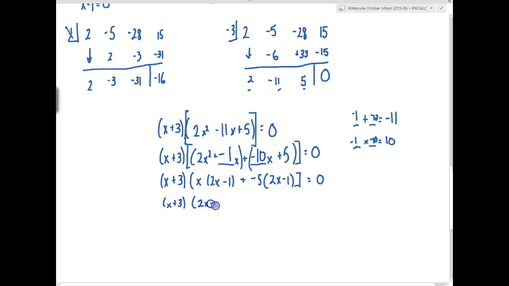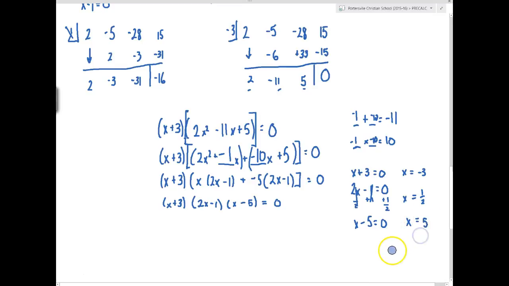I can take out a 2x minus 1 from these two factors, and then I'm left with x minus 5, all equal to 0. Now, we already know from earlier, because x plus 3 equals 0, that x equals negative 3 is a factor. With 2x minus 1 equals 0, we would have to add 1 to both sides, and then divide by 2, which would give us x equals 1/2 as a factor. And finally, with x minus 5 equals 0, that tells us that x equals 5 as a factor. So those are my three factors that end up giving me zeros for my function.